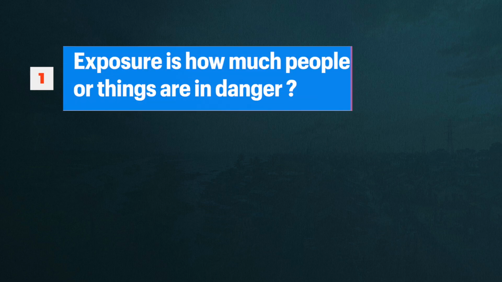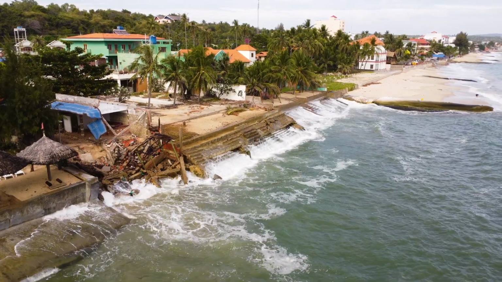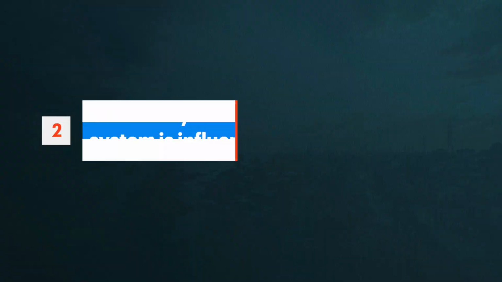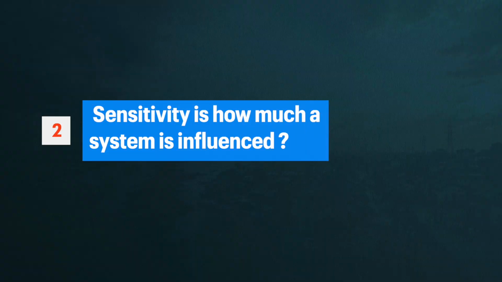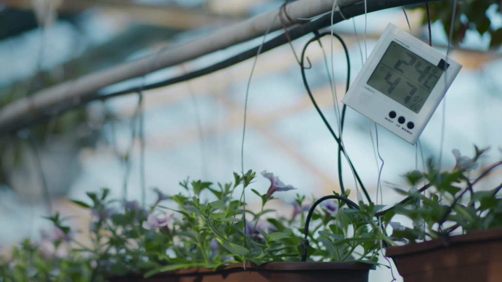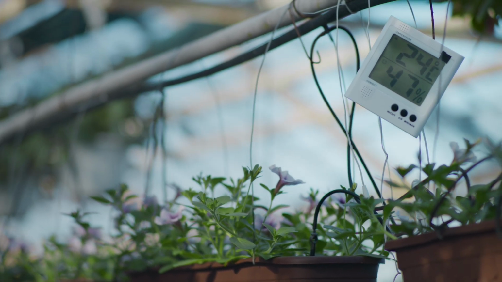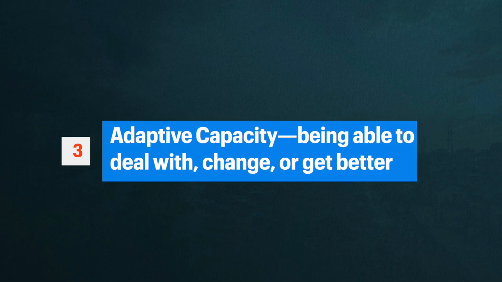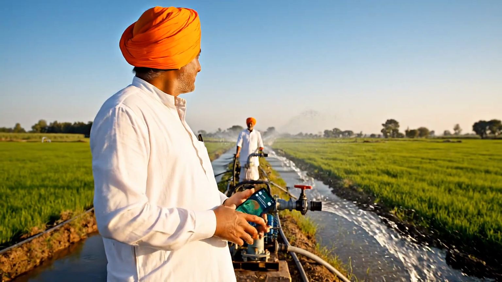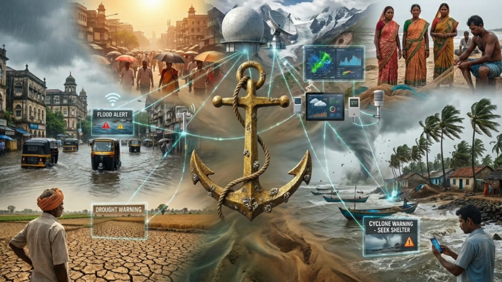The first is exposure. Exposure is how much people or things are in danger, for example, coastal communities that are in danger of rising sea level. The second is sensitivity, which is how much a system is influenced, for example, crops that are sensitive to variations in temperature. And the third is the adaptive capacity. Adaptive capacity means being able to deal with change or get better, for example, having access to irrigation, insurance or early warning systems.